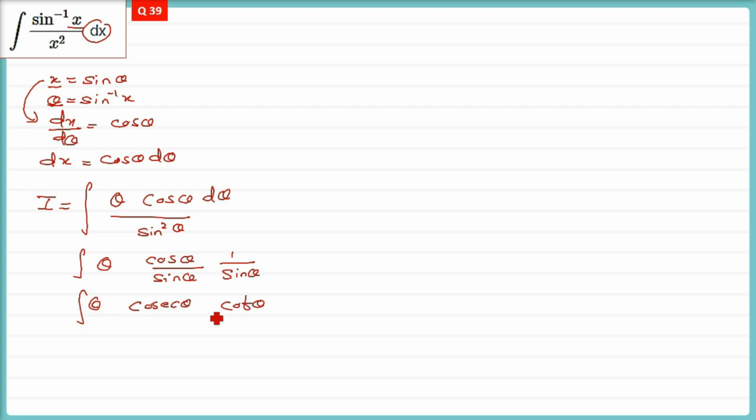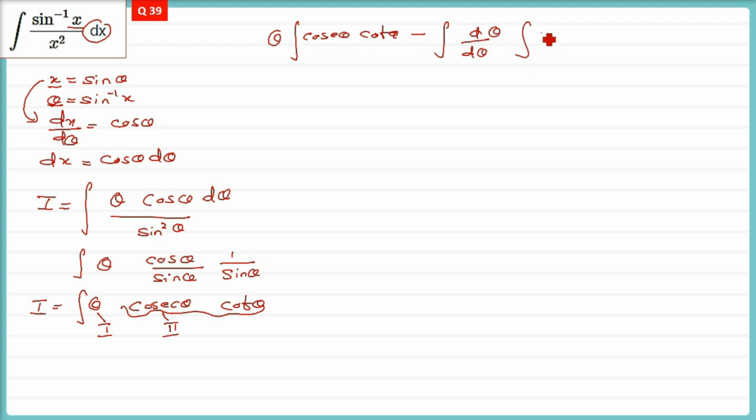So there are two ways we can approach it. Now comes the decision of which one to take as the first function and which as the second. So we'll take theta as the first function and cosec theta cot theta combined as the second function. I am applying the formula now: theta, the first function, times the integration of cosec theta cot theta, minus the integration of d by d theta of theta times again the integration of cosec theta cot theta, and all of this on the right will be integrated again.